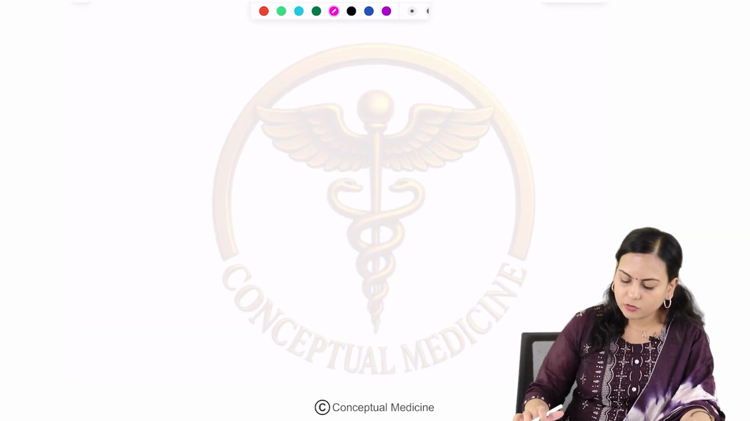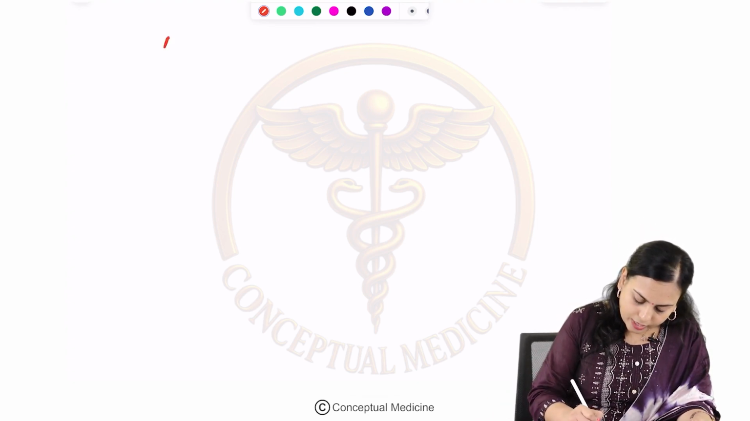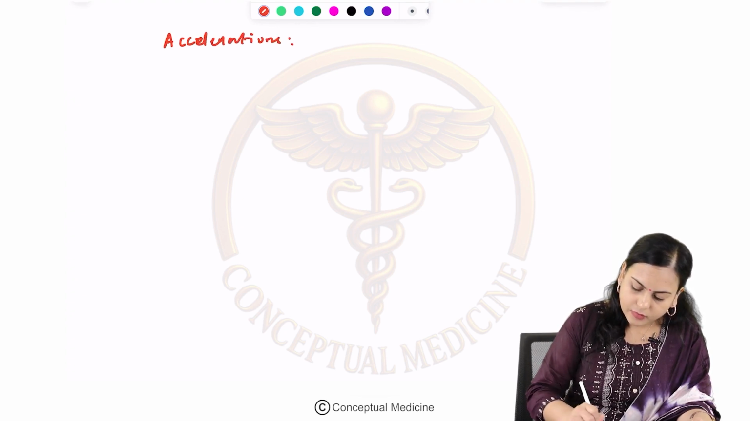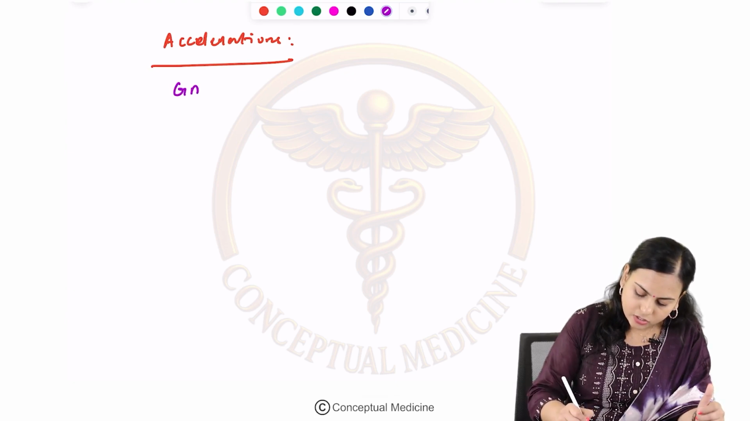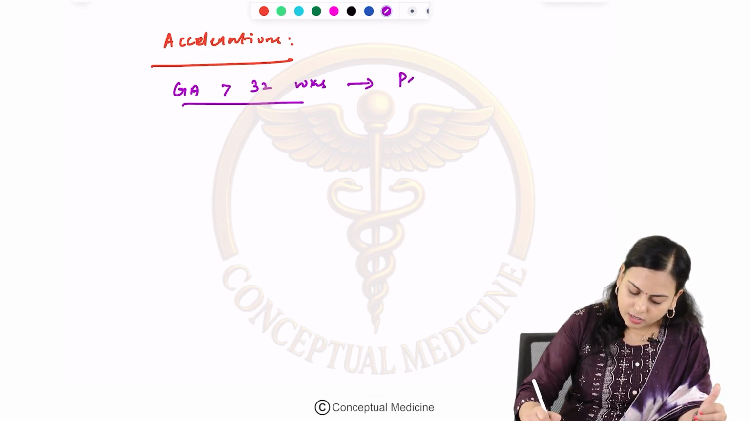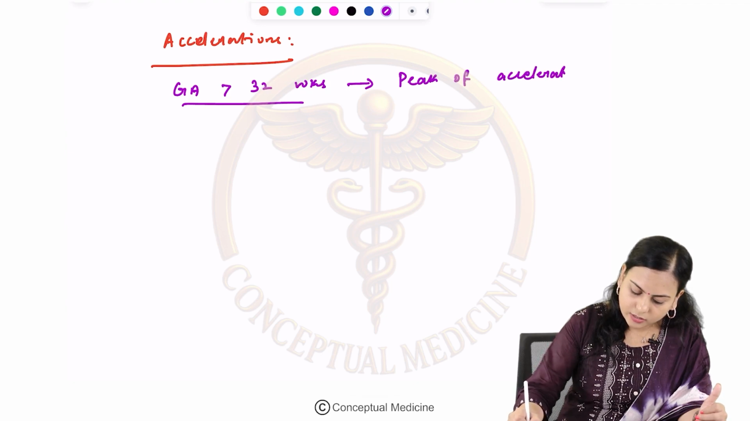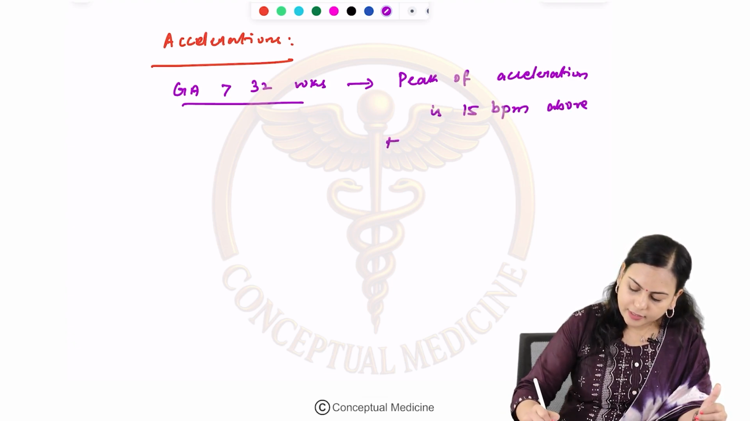Now we'll go on to see about the accelerations. Accelerations can vary according to the gestational age. If the gestational age is more than 32 weeks, the peak of acceleration is 15 beats per minute above the baseline.